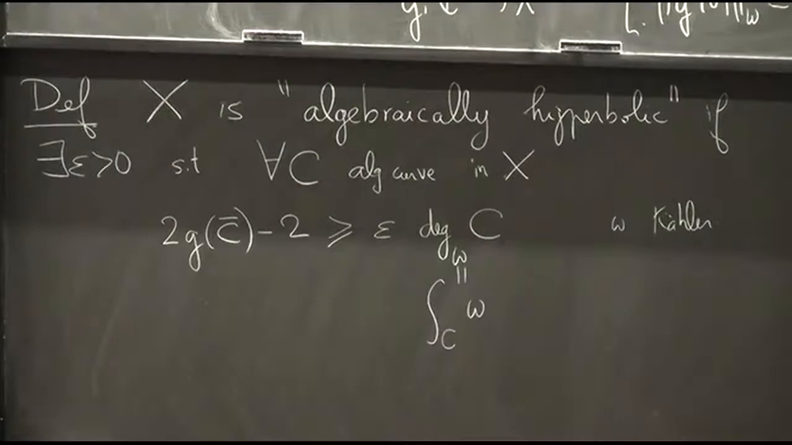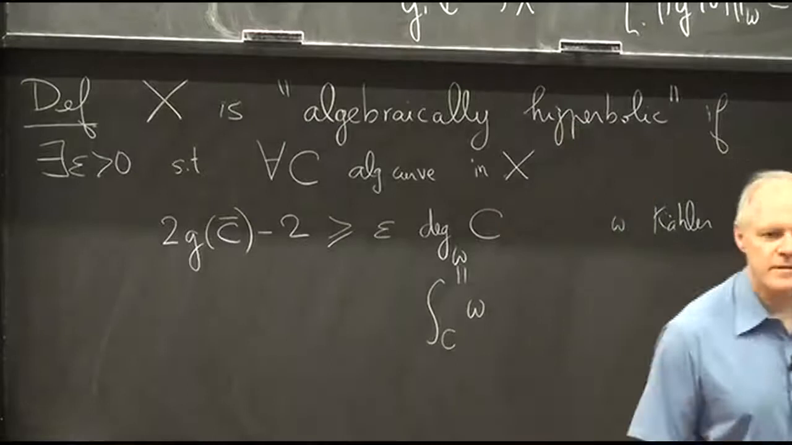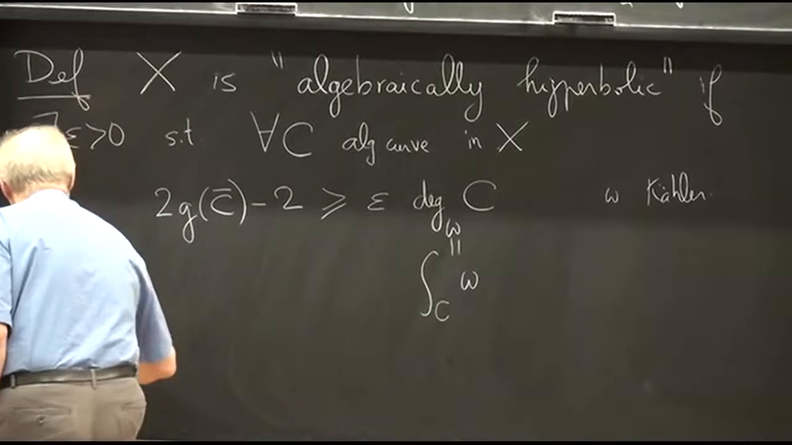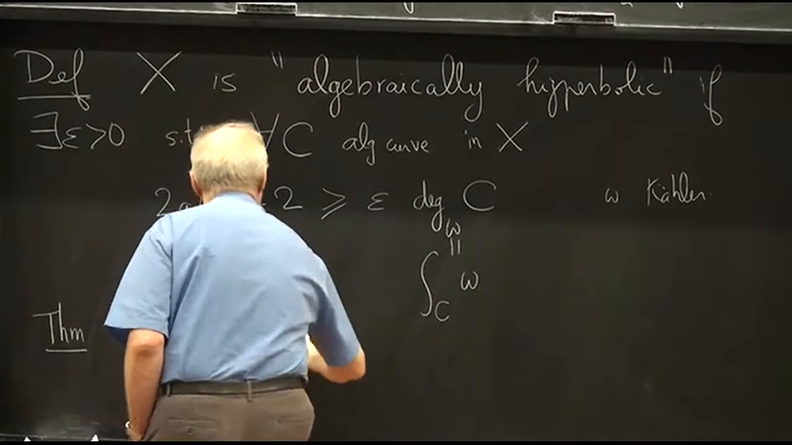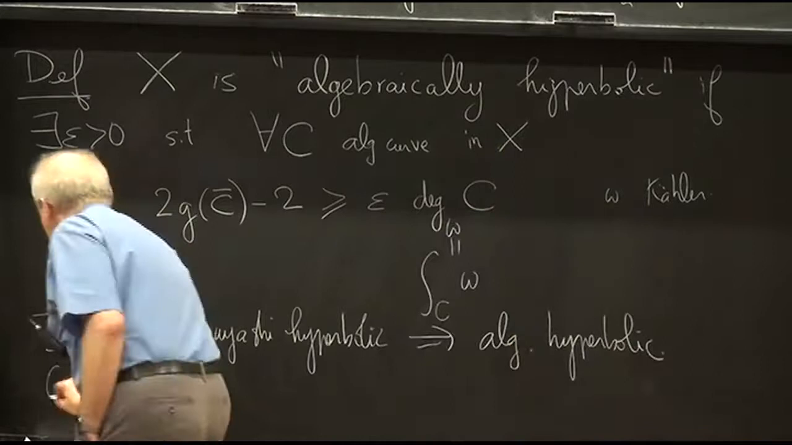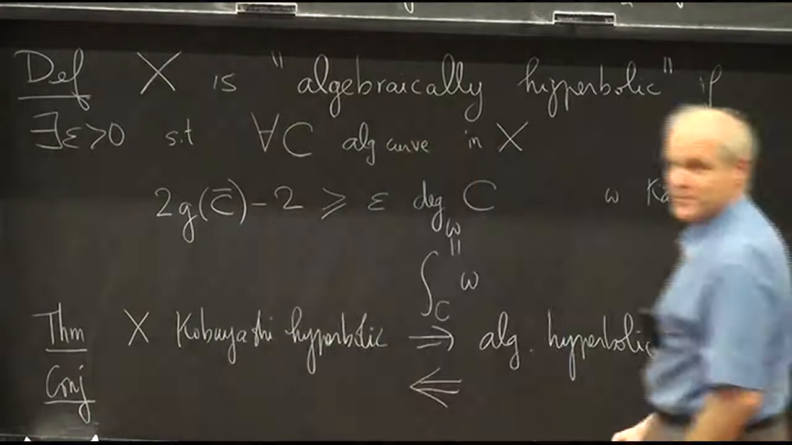Okay, and then, well, the expectation is that this is equivalent to Kobayashi hyperbolicity. One direction is easy. Theorem: X Kobayashi hyperbolic implies algebraically hyperbolic. Conjecture: the converse is true. What do you mean by the degree of C? The integral over C of omega.